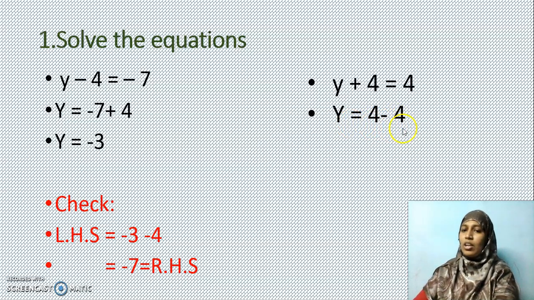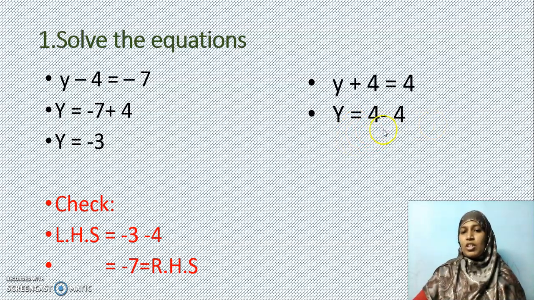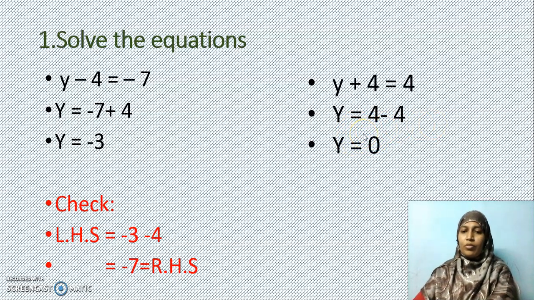Okay children, it's not magic. This is based on the logic that I showed you using the physical balance in the previous video. Just by noticing the concept behind it, we came to a conclusion of this transposing rule. So what is 4 minus 4? 0.